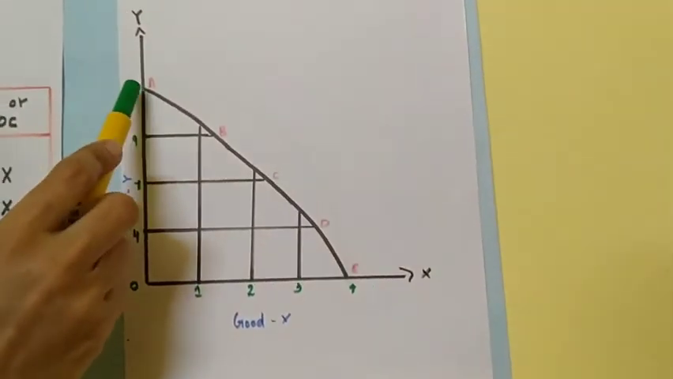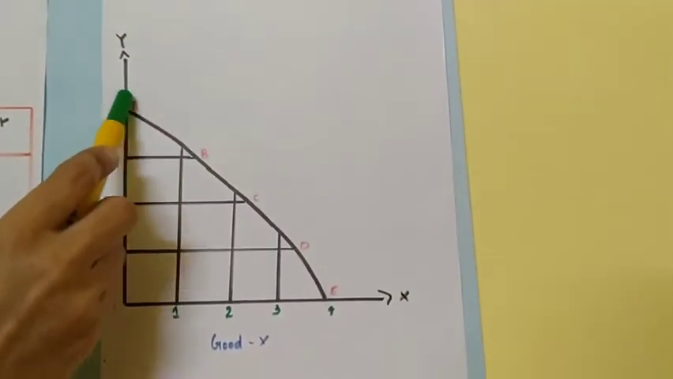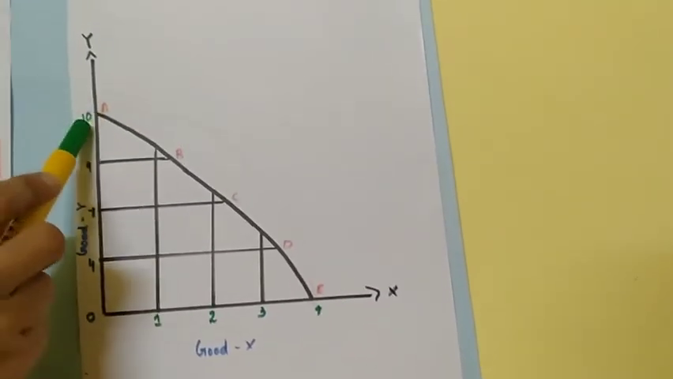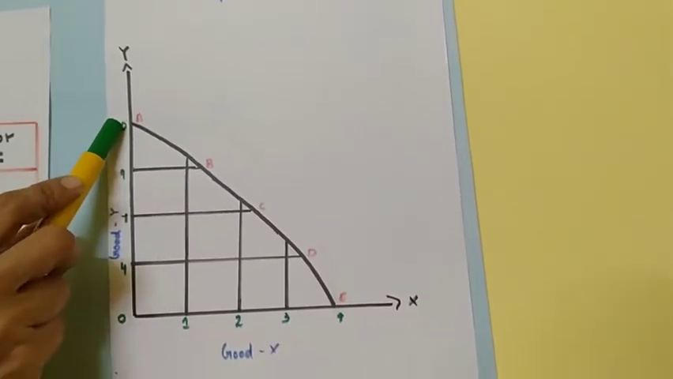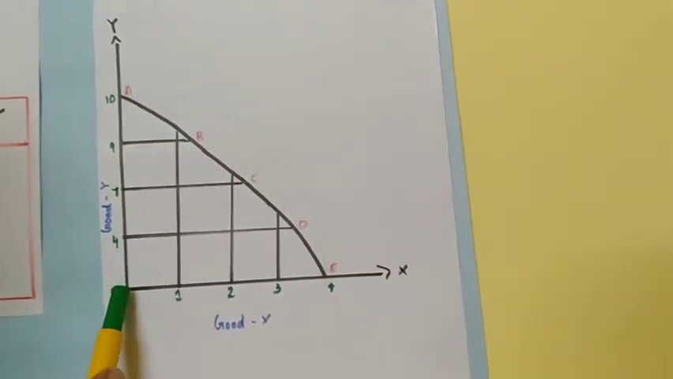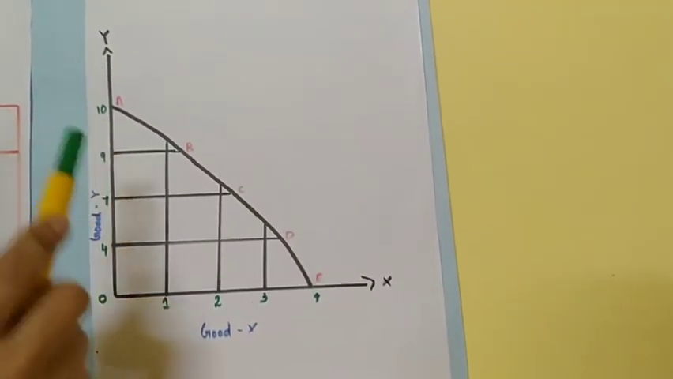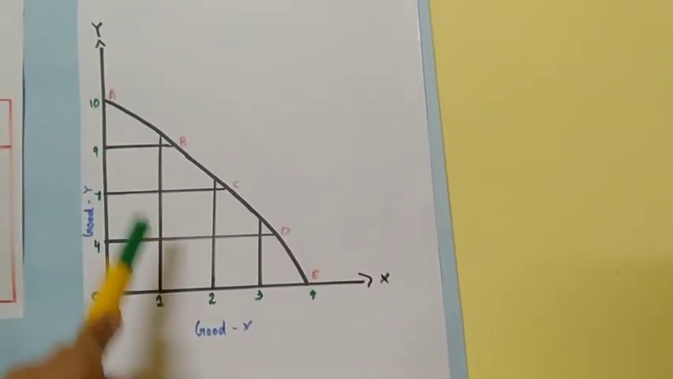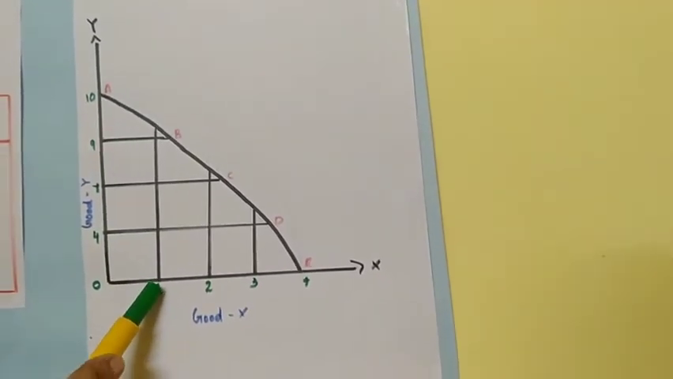We are utilizing all available resources for the production of Y. That means 10 units. That is the combination of A. What about the combination of B? We are producing 9 units of y and 1 unit of x.